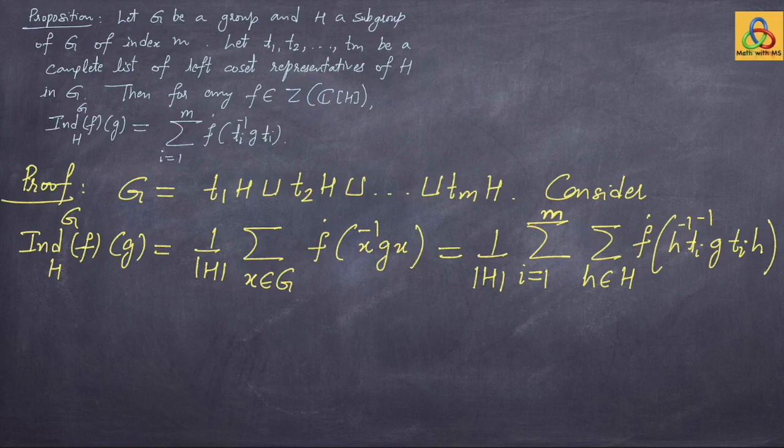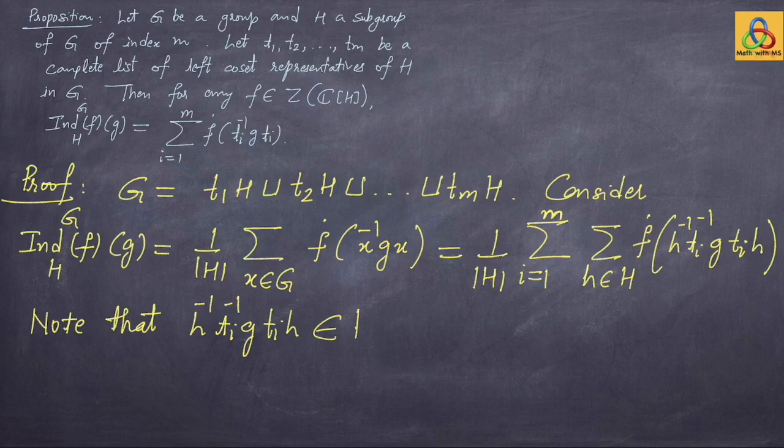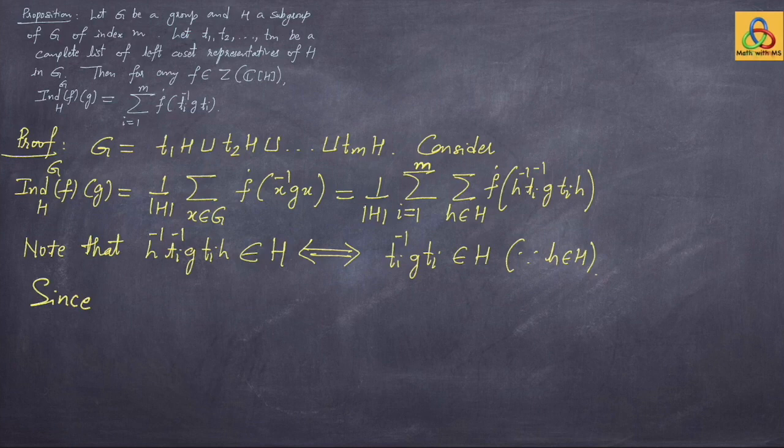Now observe the following. By definition of this dot construction, f dot of a group element will be f of that group element if the group element is in the subgroup, and zero otherwise. Note that h inverse ti inverse g ti h is in the subgroup H if and only if ti inverse g ti is in the subgroup H, right? Because this little h is in H already.